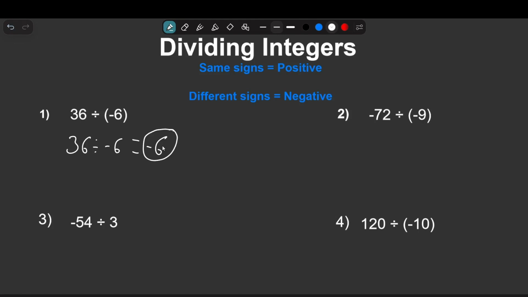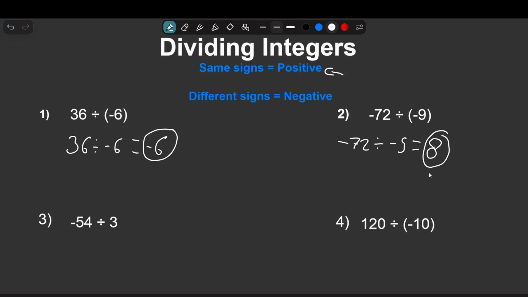So let's go straight to our second example. For our second example, we have minus 72 divided by minus 9. Again, the first step is to look at whether we have the same signs or two different signs. In this case, we have the same signs, so we are going to get a positive final answer. Minus 72 divided by minus 9 equals 8. Let me write it a bit larger. This equals positive 8 because we are dividing two negative numbers. If the 9 was a positive number, we would get a negative final answer.